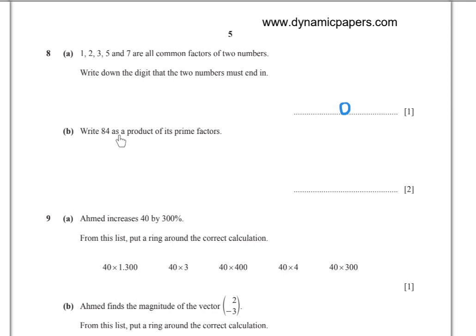B. Write 84 as a product of its prime factors. So 84 divide by 2, 42, divide by 2, 21, divide by 3, 7, divide by 7, 1. So 2 power 2, multiply 3, multiply 7.